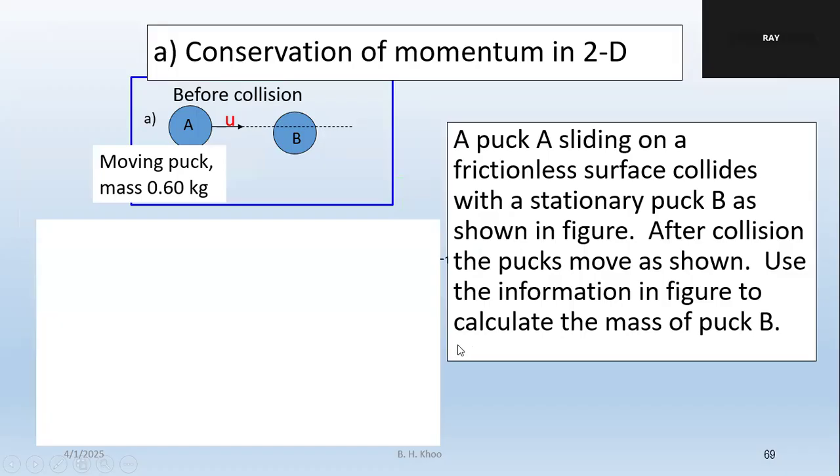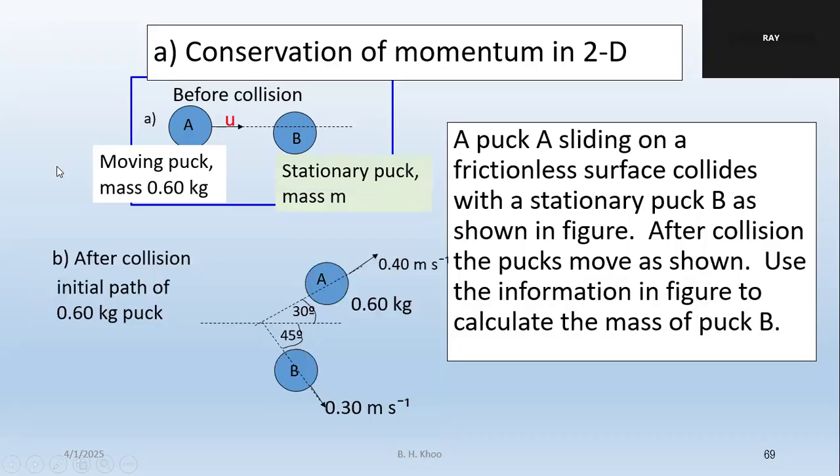Okay, let us solve the problem. Plug A, sliding on a frictionless surface, collides with a stationary plug B, as shown in the figure. After collision, the plugs move as shown. Plug A moves at 30 degrees to the initial direction. Plug B moves at 45 degrees to the original direction.